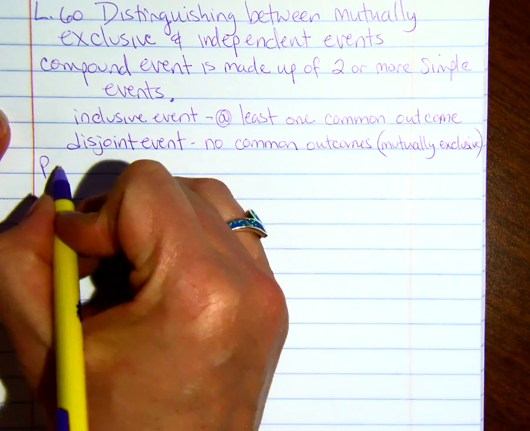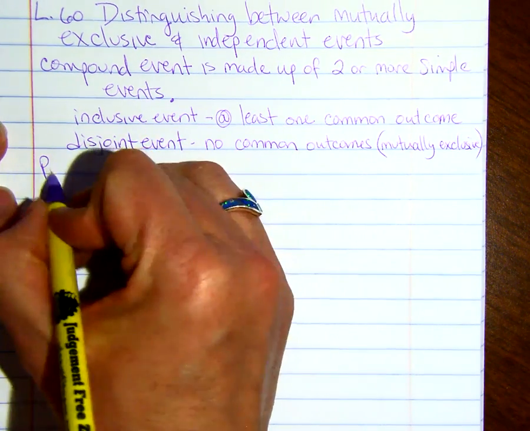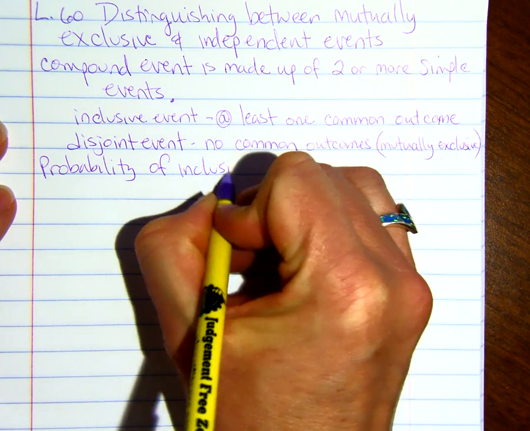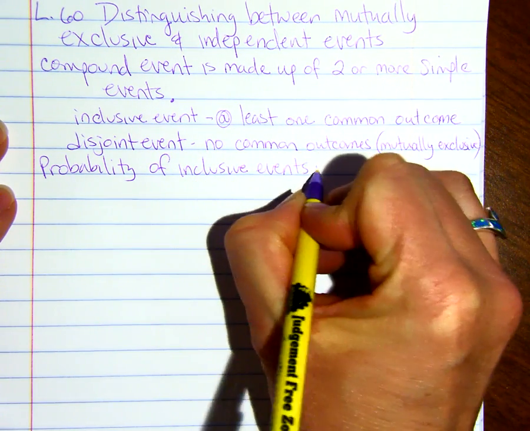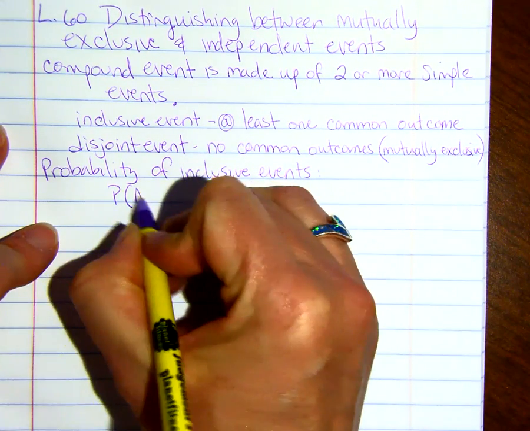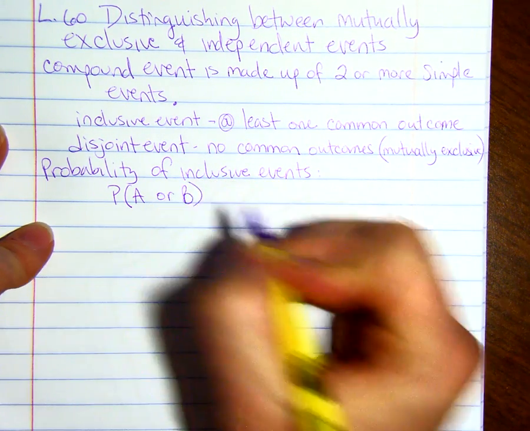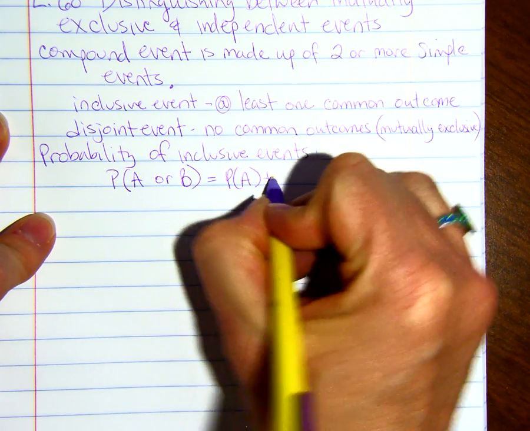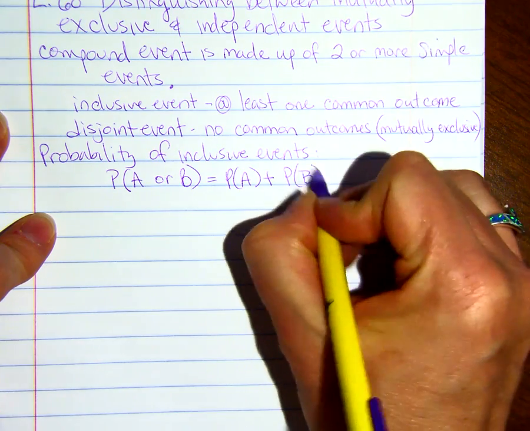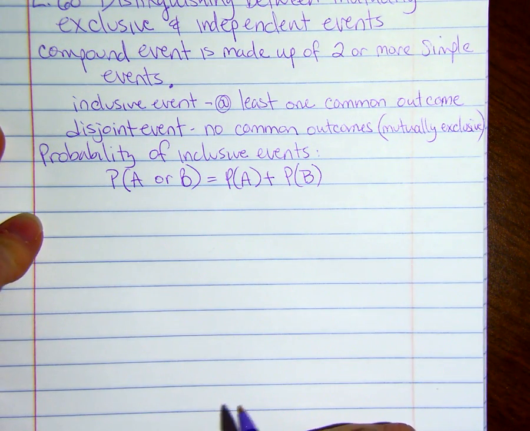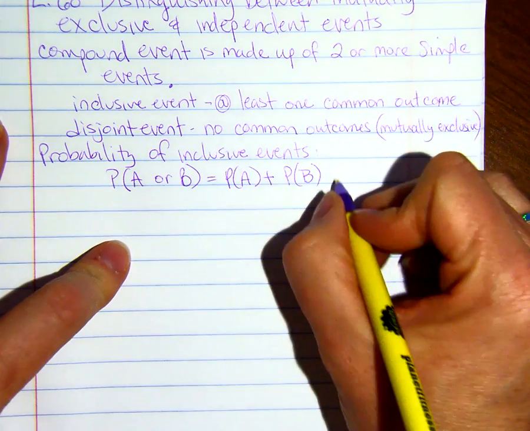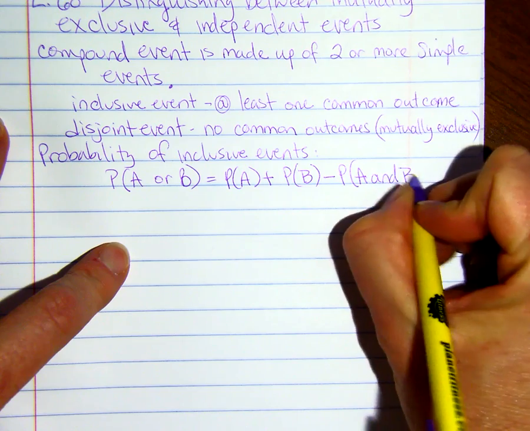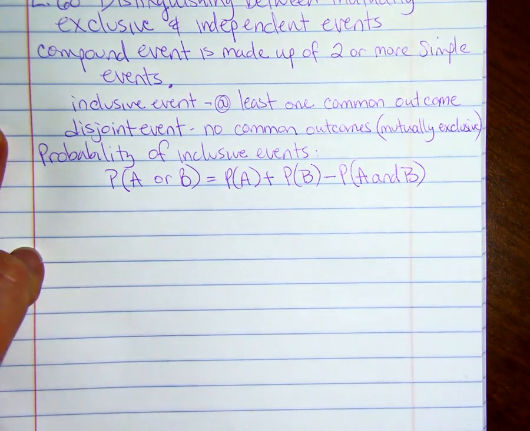The probability of inclusive events is written as the probability of A or B, and that is equal to the probability of A plus the probability of B. Oh wait, they're inclusive. They have one common outcome. Okay, so then you have to subtract out the probability of A and B. That's you take out the ones that they have in common.